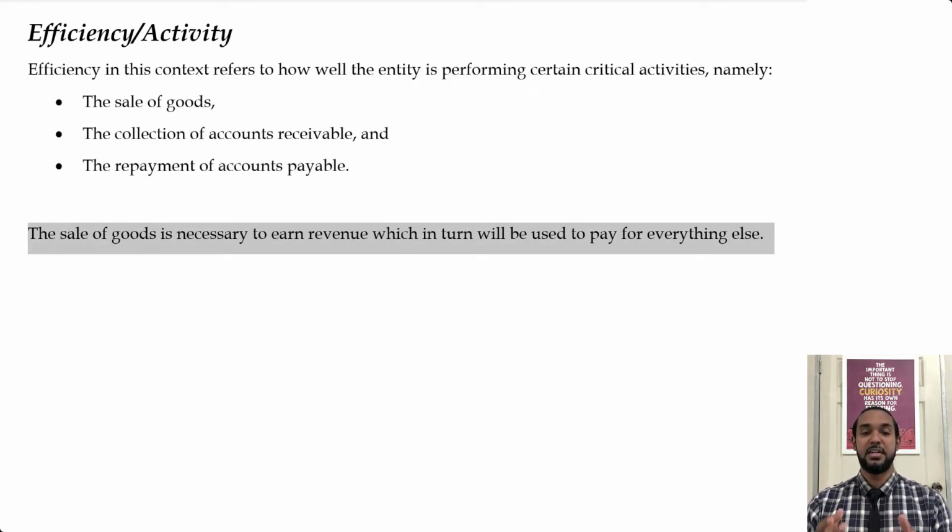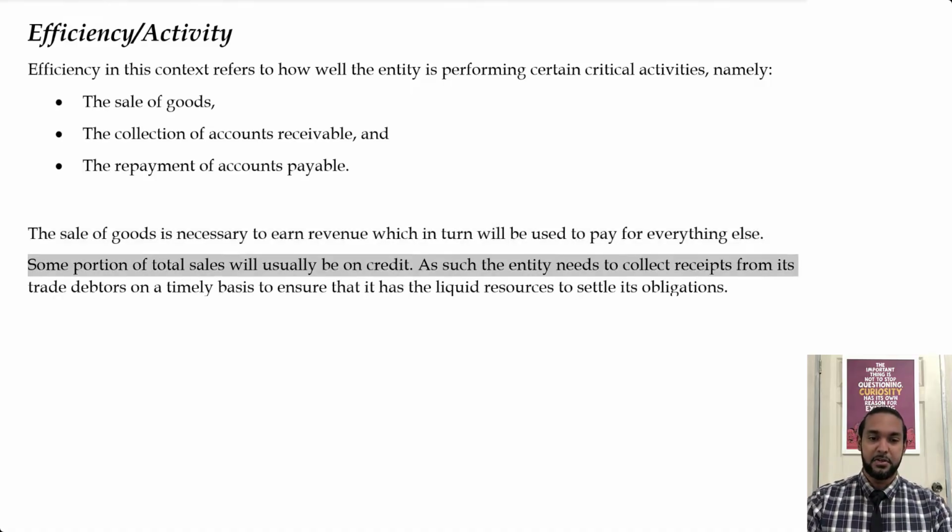It says the sale of goods is necessary to earn revenue, which in turn will be used to pay for everything else. And we saw this in our video on profitability ratios, specifically with the gross margin, the net margin, and the operating expense margin. We saw that the sales revenue is what is used to pay out all of these things, to pay for your cost of goods sold, to pay for your expenses, and to quote unquote pay the owner their reward of profit. So out of your sales revenue, you pay everything. So the sale of goods is what drives your revenue generation. So we need to assess how well are we doing on that front. And next, some portion of total sales will usually be on credit.